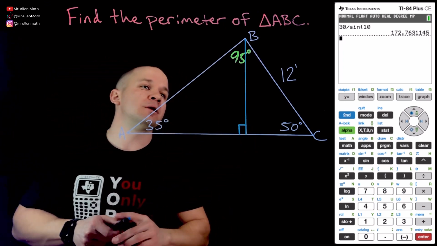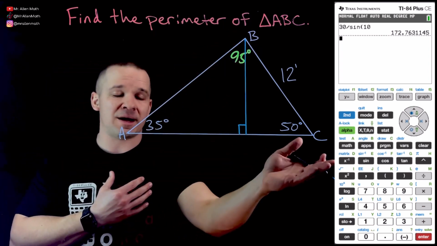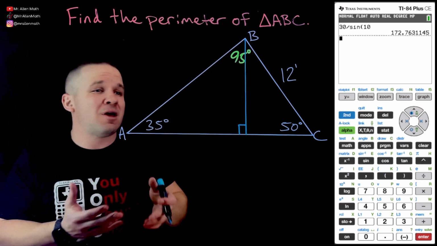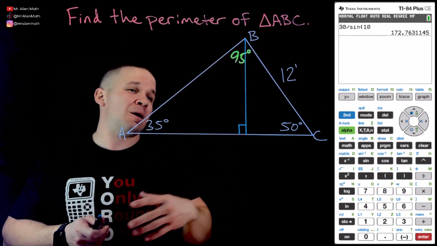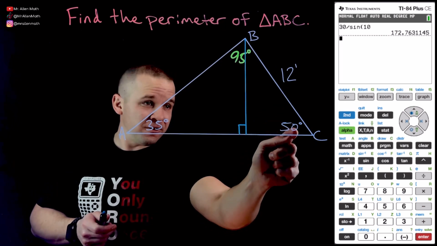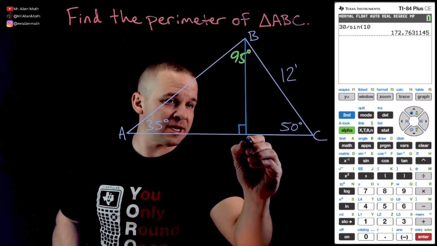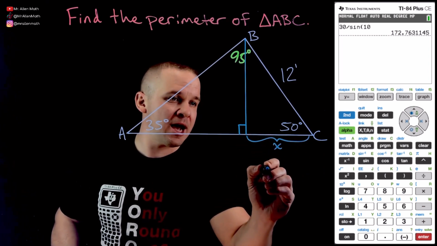So now let's see what we can do here. My goal in finding the perimeter is getting all of my sides, and I might have to do a little extra math beyond that. I can figure out this portion right here from the 50 degrees and this 12 feet, can't I? So let's do that. I'll call this X right here.